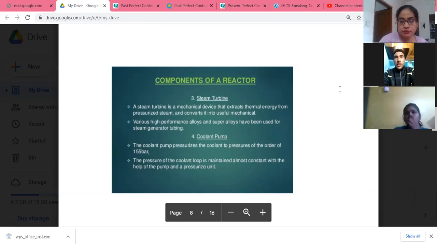The fourth one is the coolant pump. The coolant pump pressurizes the coolant to a pressure of the order of 155 bar. The pressure of the coolant loop is maintained almost constant with the help of the pump and pressurizer unit.